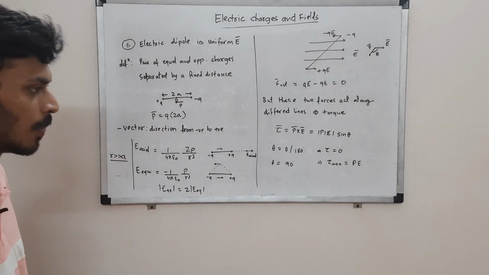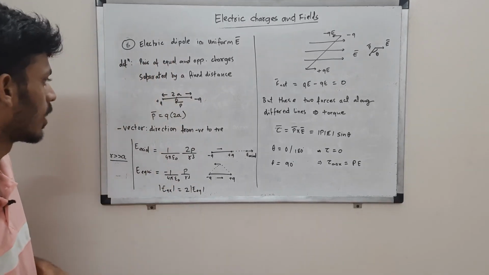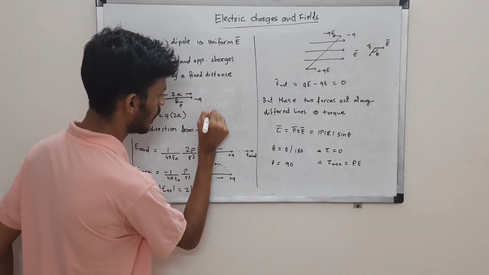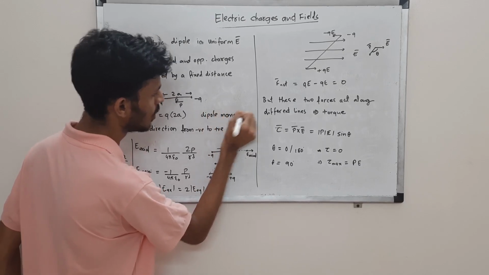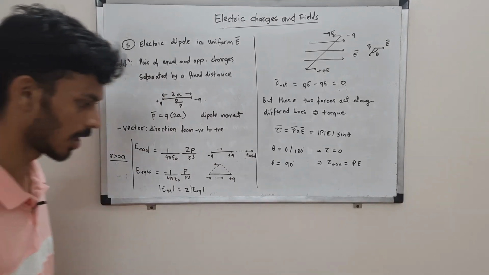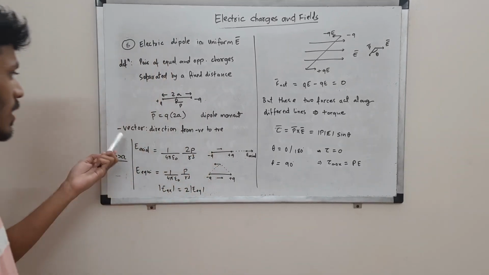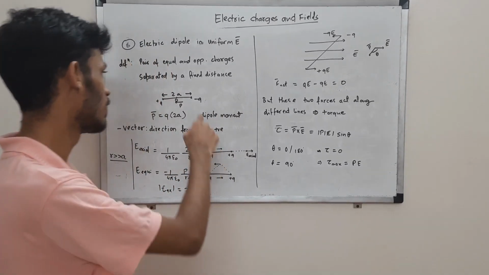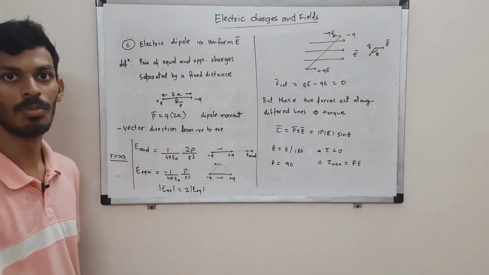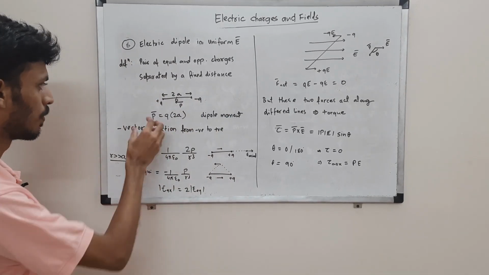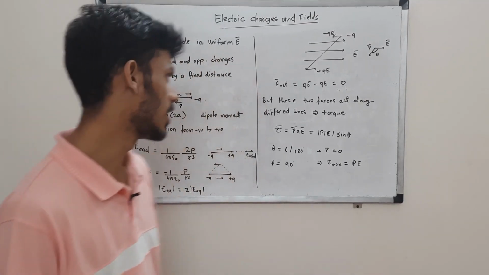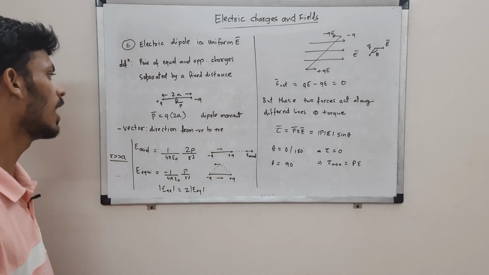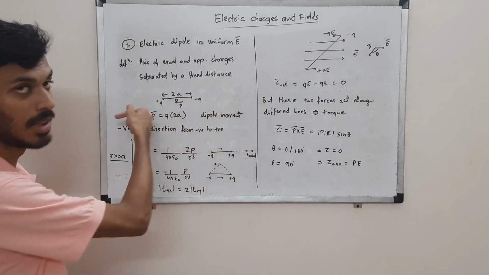The dipole moment P is a vector. It is defined as P = q times 2a, charge into distance of separation. Remember that the dipole moment is a vector and its direction is from the negative charge to the positive charge. So P is the dipole moment, given as charge times the distance of separation, q times 2a, and the direction is from negative to positive.